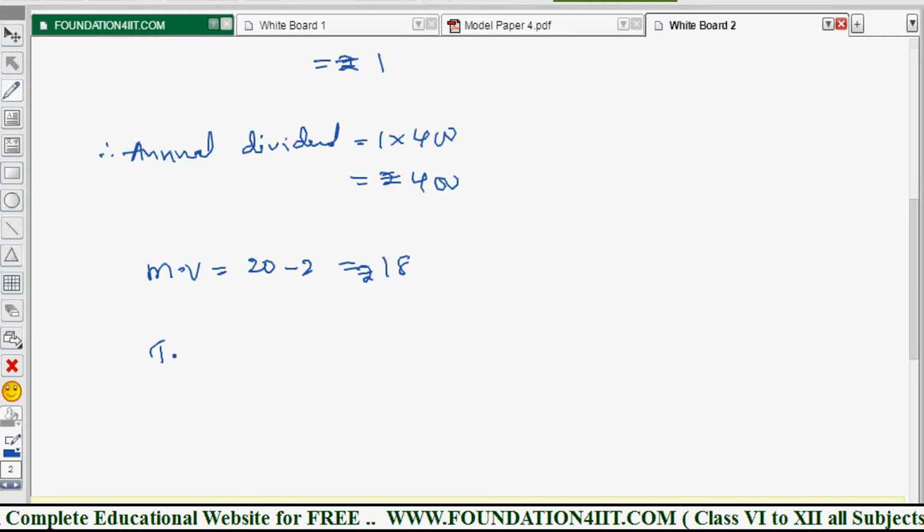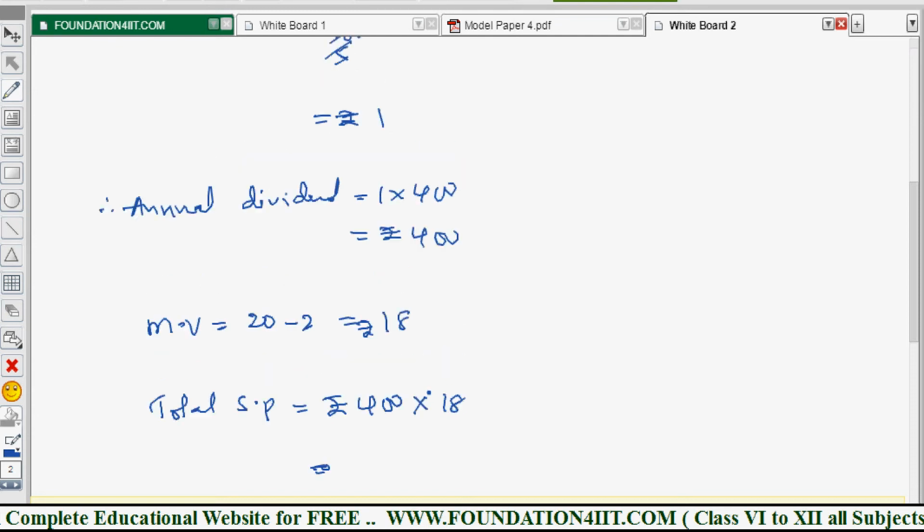Then the total selling price, because these proceeds are what they invested in the new shares. So rupees 400 into 18, because 400 is the number of shares and the market value is 18. So 400 into 18 is the total selling price. Now this total value will be applied in the new shares. You can do cancellations at the end of multiplying here.